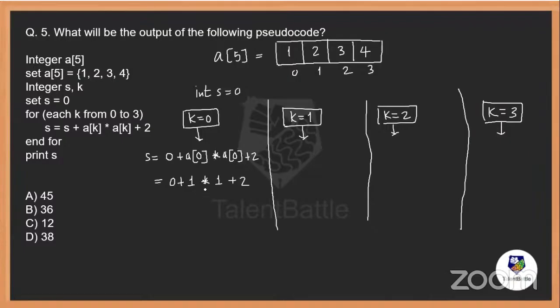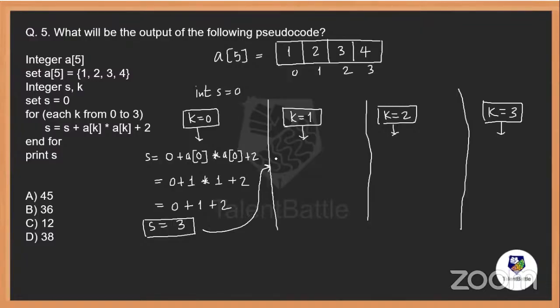So 1 multiplied by 1 is 1. So 0 plus 1 plus 2, and that will be 3. So the updated value of s at the end of the first iteration will be 3. We will use this updated value in the next calculations.